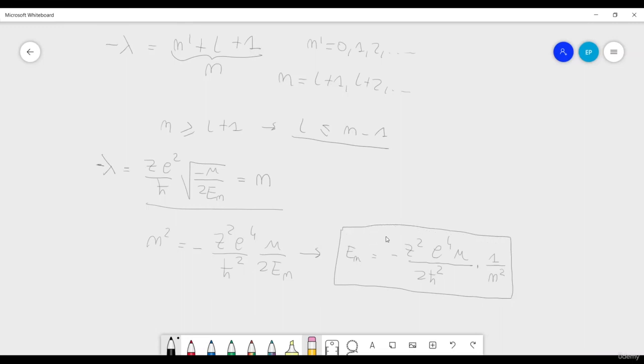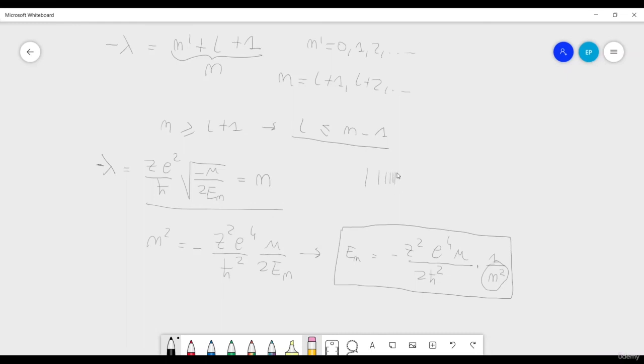You can see that it is discrete, because there is this integer present, and n is an integer that in principle can start from L plus 1 and then L plus 2, L plus 3, and so on and so forth. So you can see that the larger this integer, the closer to 0 the energy. So the energy in here is negative.